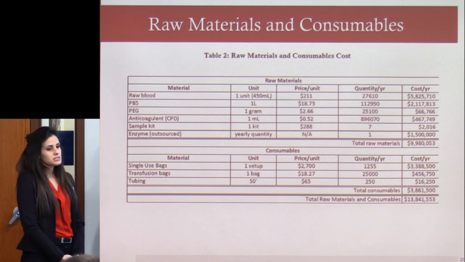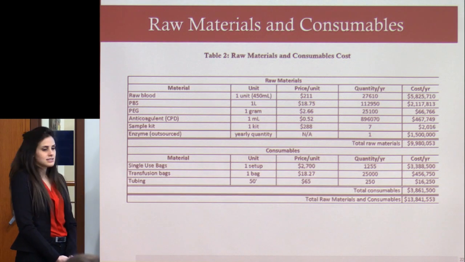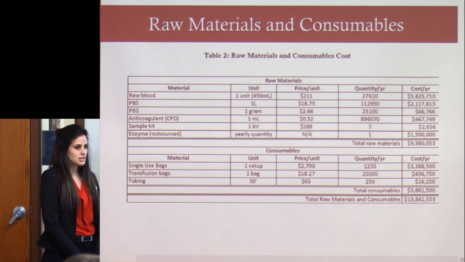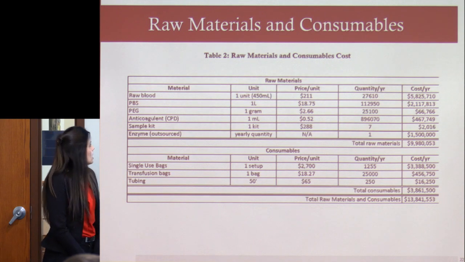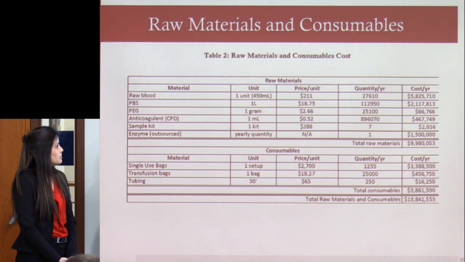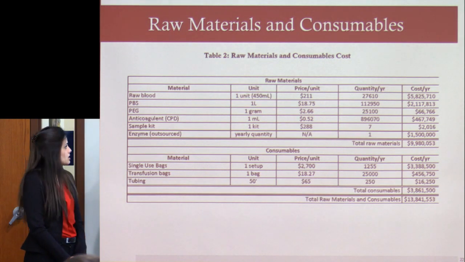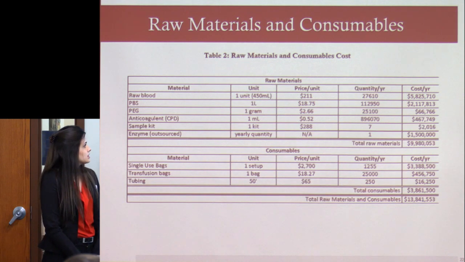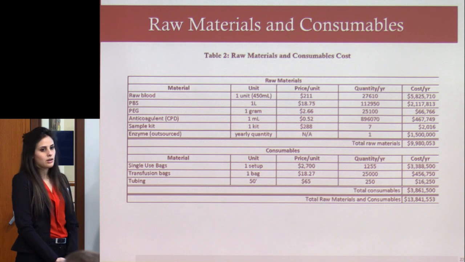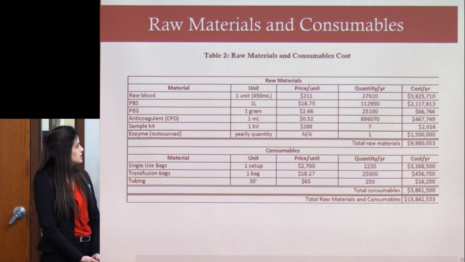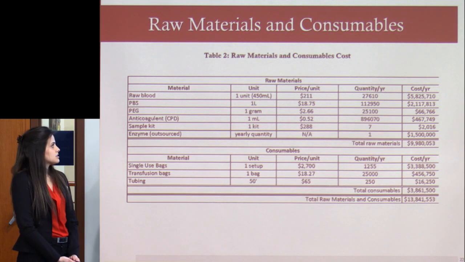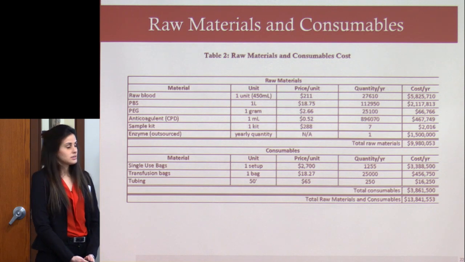And the raw materials, that's the raw blood, the PBS, the PEG, the anticoagulant, our sample kit, and then our enzyme. The two biggest costs are buying the red blood from the Red Cross, which is going to be about $5 million a year. And then our enzyme, which we're outsourcing, is going to be about $1.5 million a year. Together, all the raw materials come to be about $10 million.